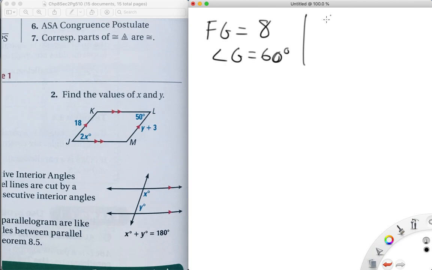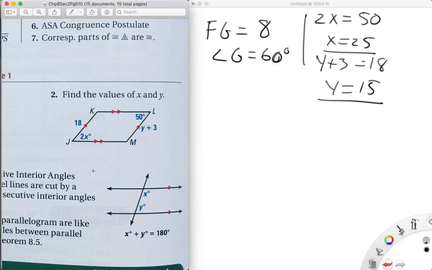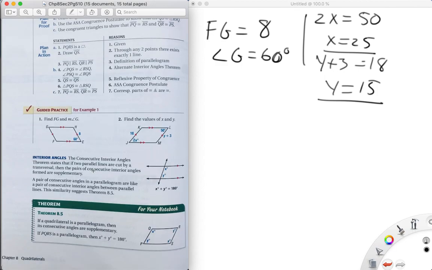They want to know what X and Y are. So remember, opposite angles are congruent, so those two angles are congruent to each other, so then 2x will be equal to 50 degrees. Divide both sides by 2, x equals 25. And then for y, 18 is equal to y plus 3. Subtract 3 from both sides, y equals 15. So the math behind these is pretty straightforward.